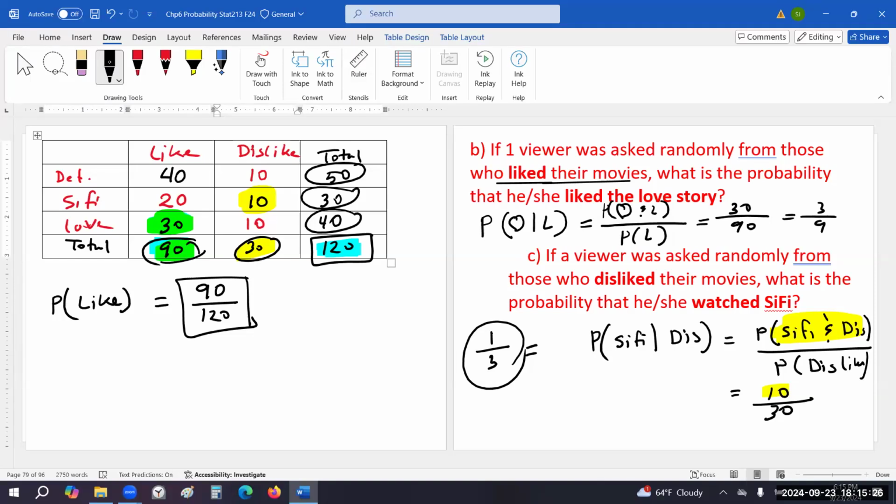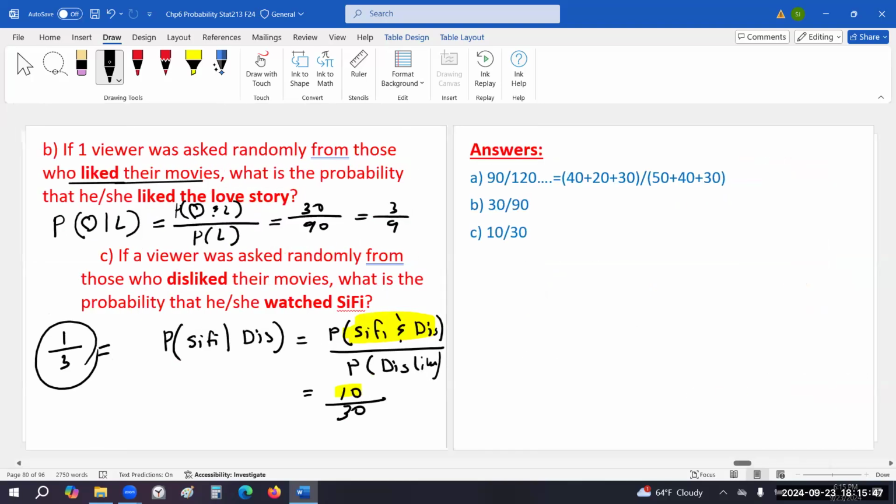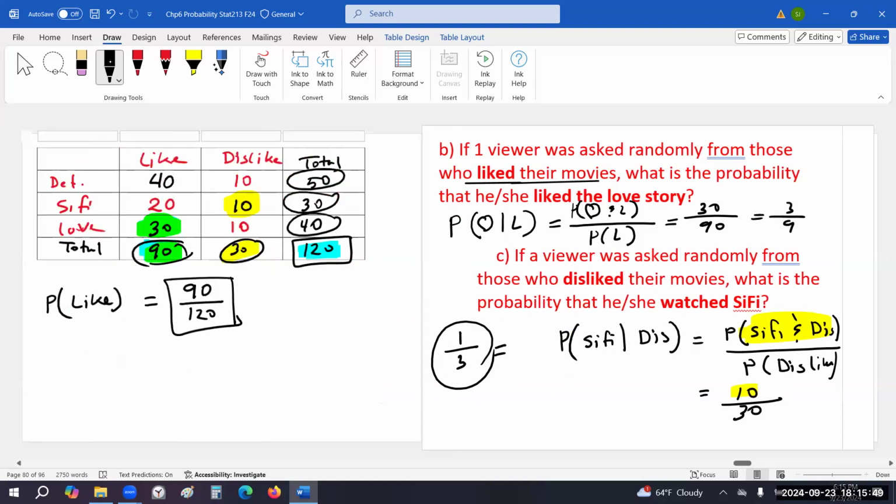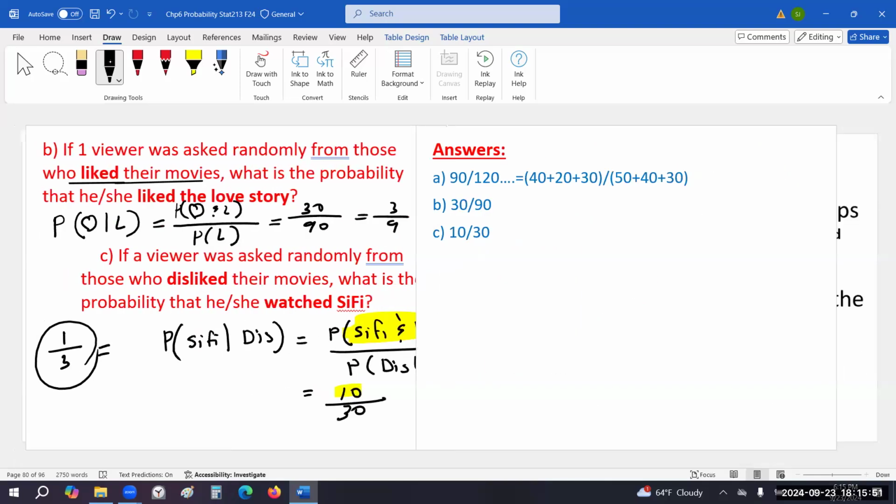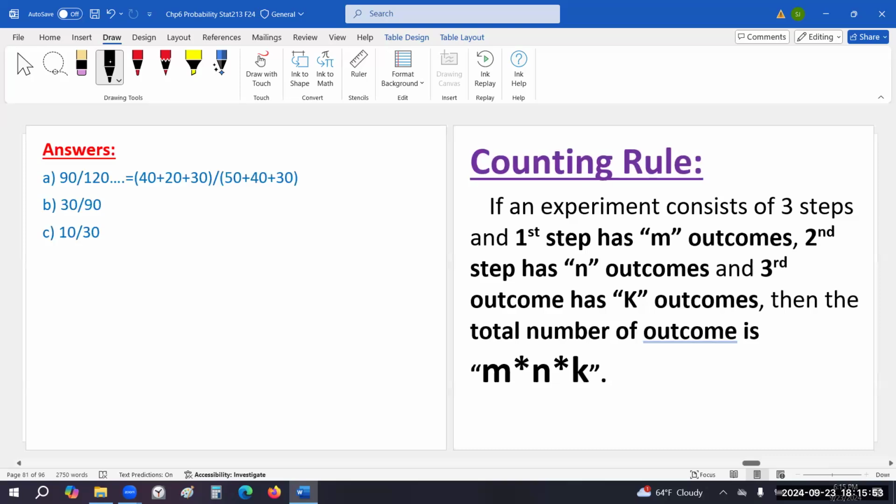How about B? Are you okay with B? Did you understand B? Okay. You understand now? It's okay, we all learn. So 30, 90, 30, 10, perfect. Any question before you move on to the next topic?